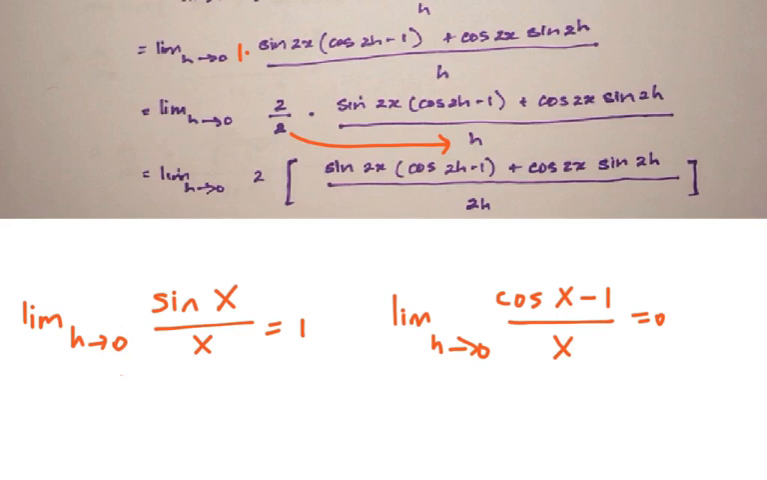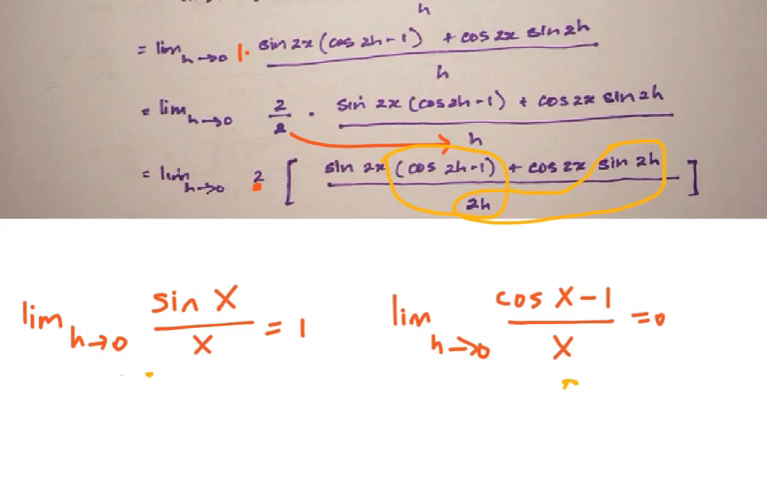Right, so now you can see that I have 2h on my denominator. My 2 is still here on the outside, it hasn't disappeared, and I'm dealing with the same function that I had in the previous step. So now, because I have cos of 2h minus 1 over 2h, and I also have sine of 2h divided by 2h, I can now use these two functions that I have at the bottom here, this one and this one.